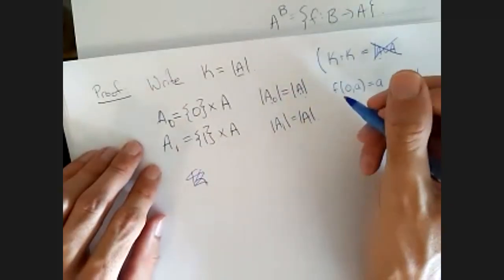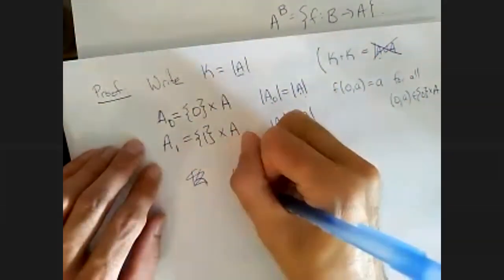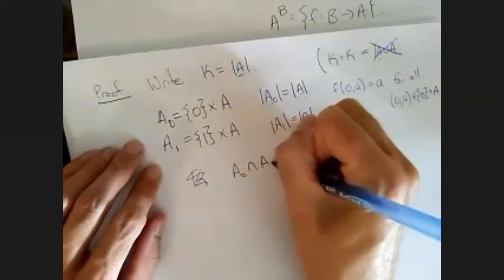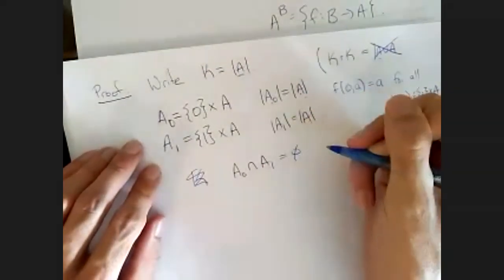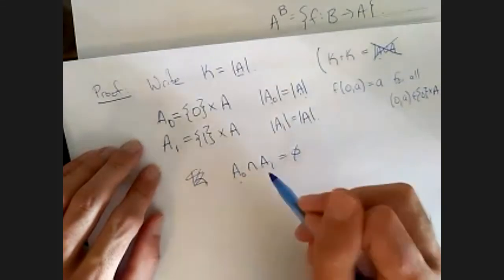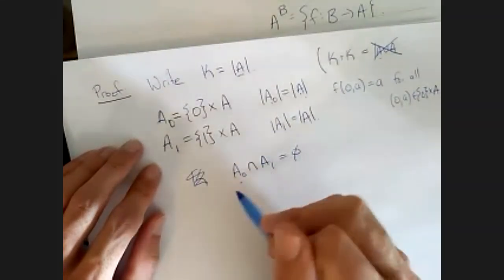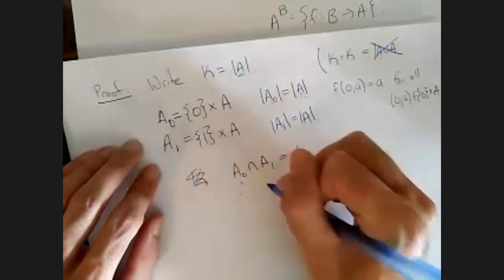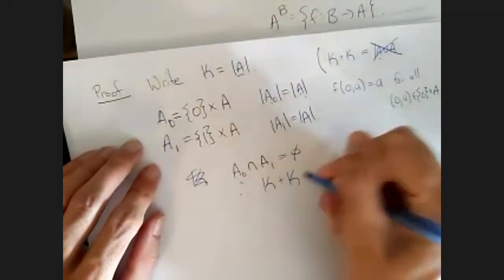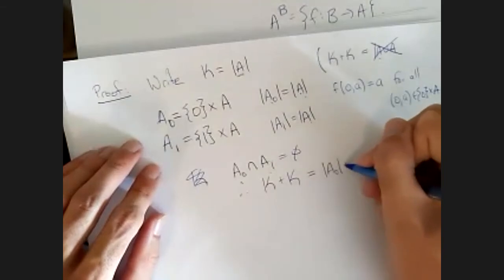Not only that, but we notice that A0 intersect A1 is the empty set. Why is that? Well, all the things in A0 have first coordinate 0, all the things in A1 have first coordinate 1, so none of them can match up. Therefore, for the definition of kappa plus kappa, we can define it to be the size of A0 plus the size of A1.